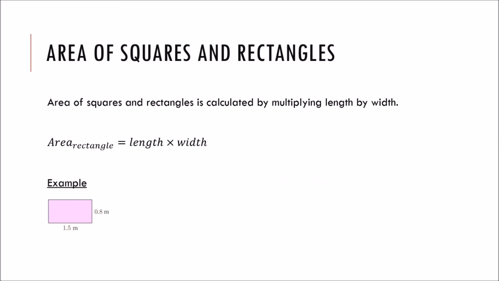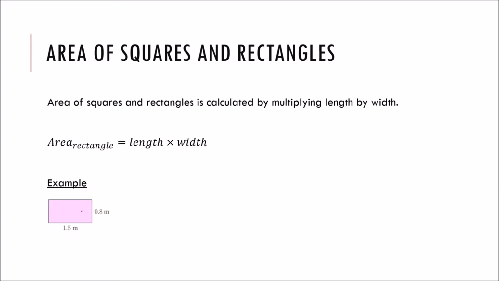Area of squares and rectangles. So the area of a square or a rectangle is calculated by multiplying the length by the width. Alright, so here I've got the area of a rectangle is length times by width. And remember that a square is just a special type of rectangle where every side is the same, so we can just do length times width for our squares as well.